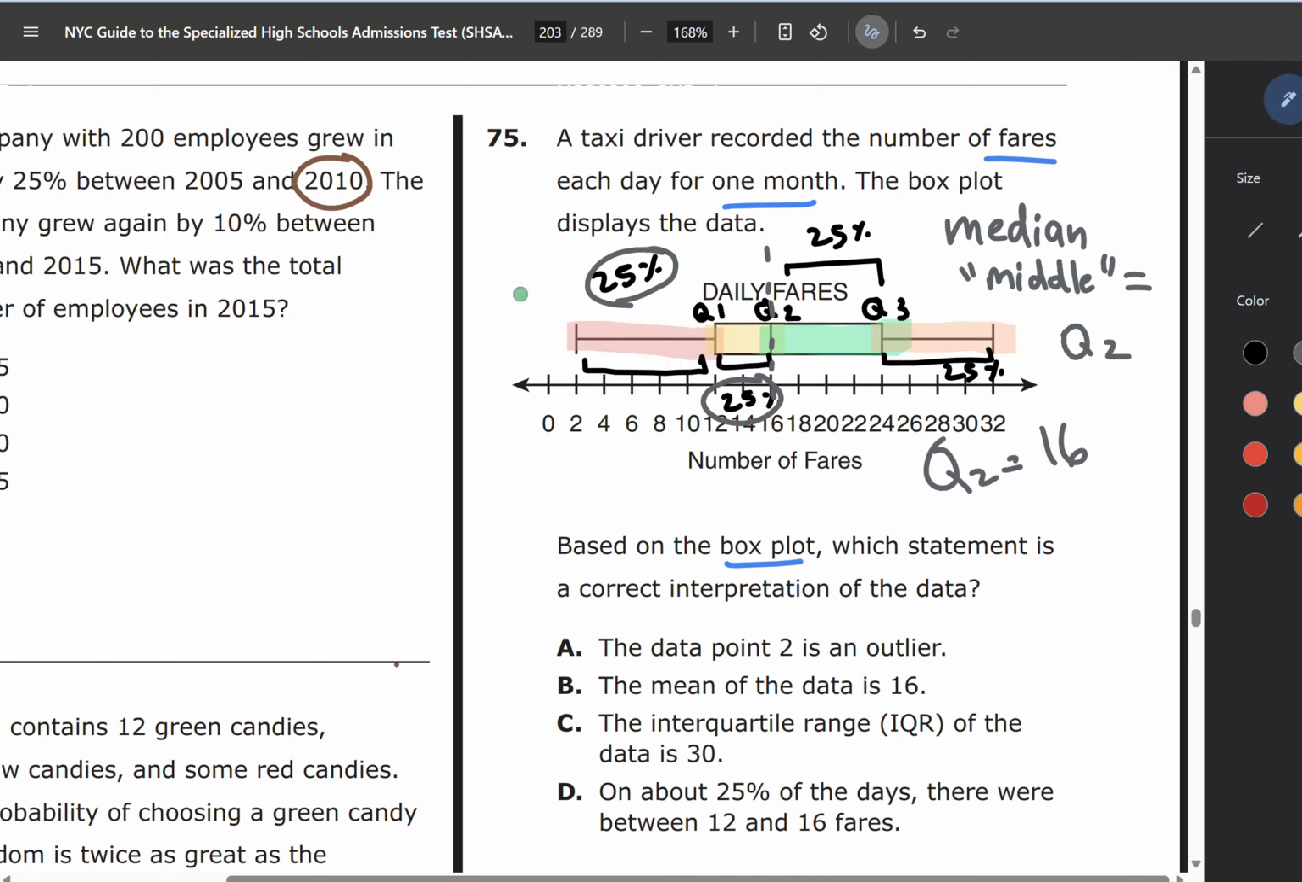You also need to know that this part, the farthest to the left, this point, 2, we're going to call our minimum. And the farthest to the right, we're going to call our maximum.